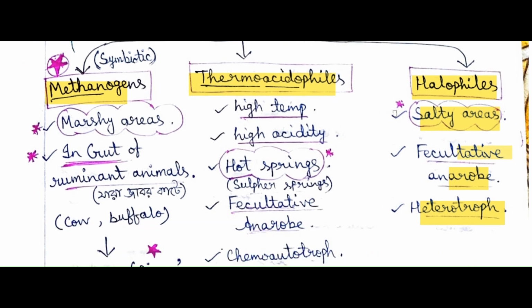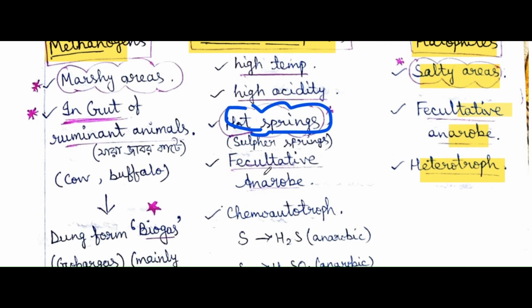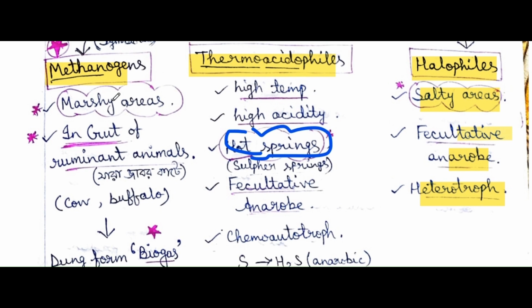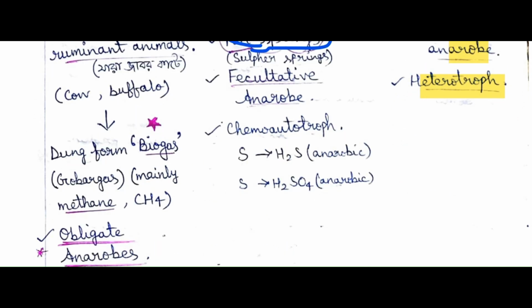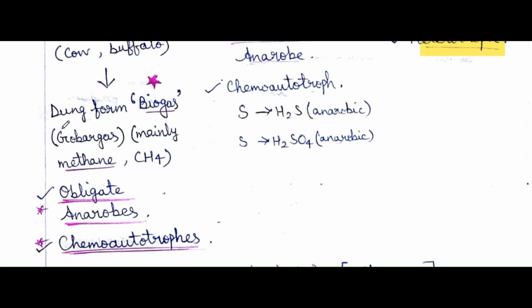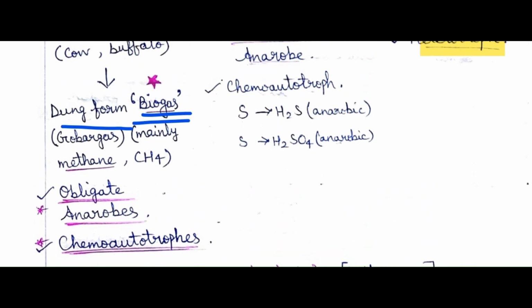Halophiles can live in salty areas, and they are facultative anaerobes and heterotrophs. Thermo means temperature, so thermoacidophiles can live in high temperature and high acidity. They can live in hot springs. They also are facultative anaerobes. Methanogens live in marshy areas and in the gut of ruminant animals like cow and buffalo. From their dung, we can produce biogas, which is important. They are obligate anaerobes and chemoautotrophs.